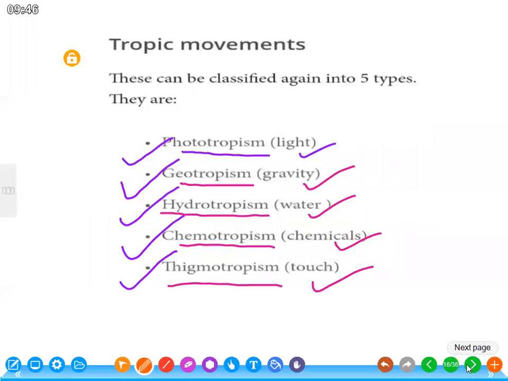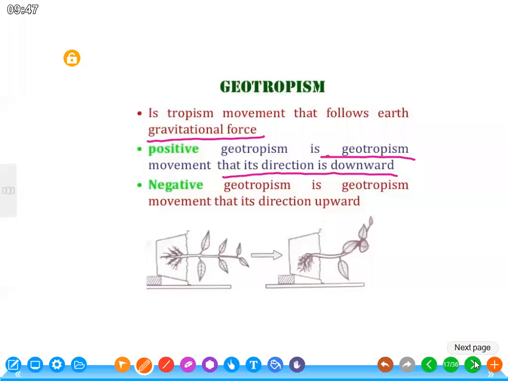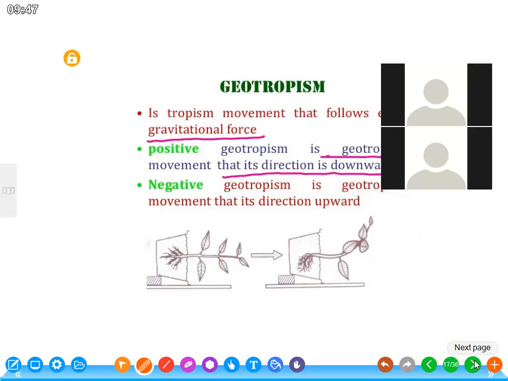We can classify these again into five types. They are phototropism, geotropism, hydrotropism, chemotropism, and thigmotropism. Here I already explained the stimulus for each tropism. Geotropism has positive geotropism and negative geotropism. In positive geotropism, roots grow down, and in negative geotropism, stems grow up.